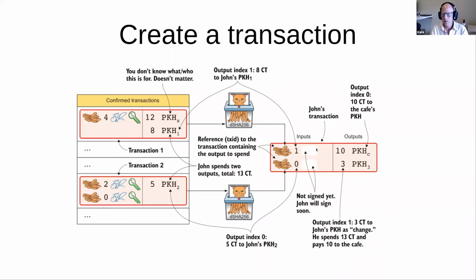And I said that transactions contain signatures too, and they do, but this doesn't contain a signature yet. As you can see, the previous transactions here, the already existing ones, they do contain signatures, but this doesn't yet. He will sign it shortly. So this is the general data structure of a transaction. It spends inputs and it creates new outputs.